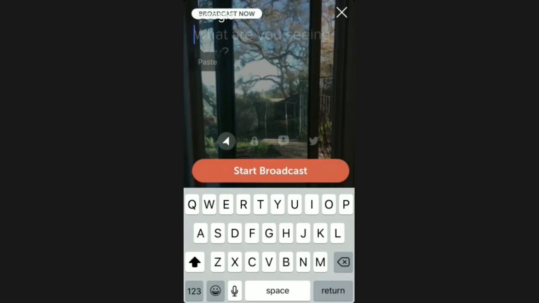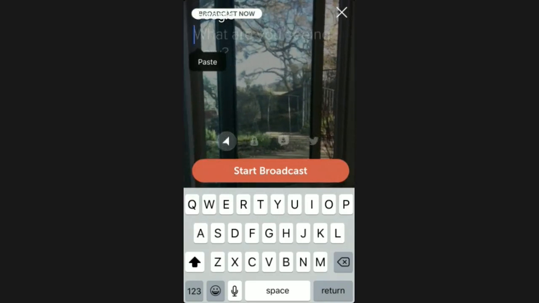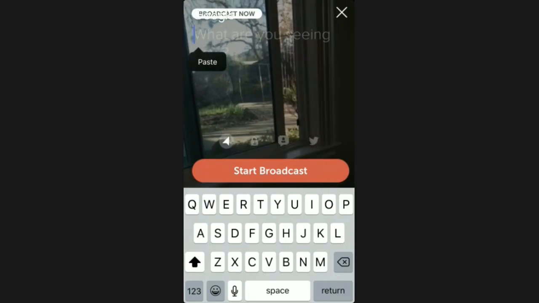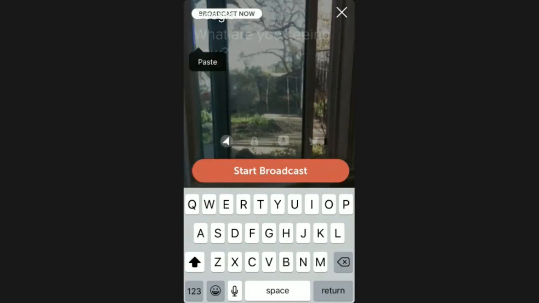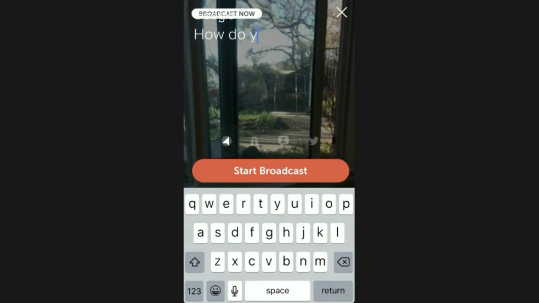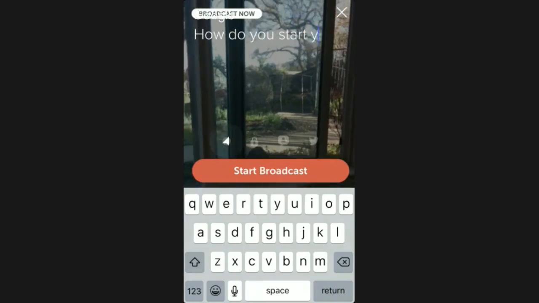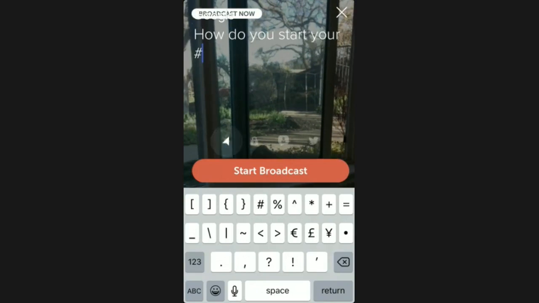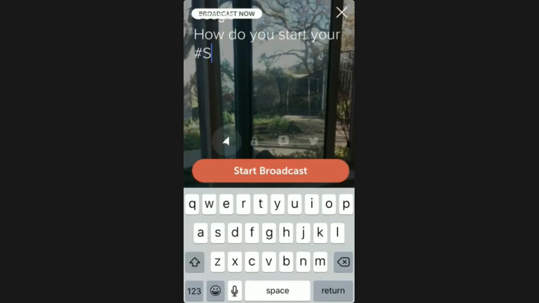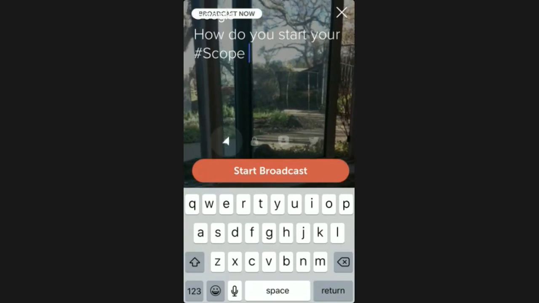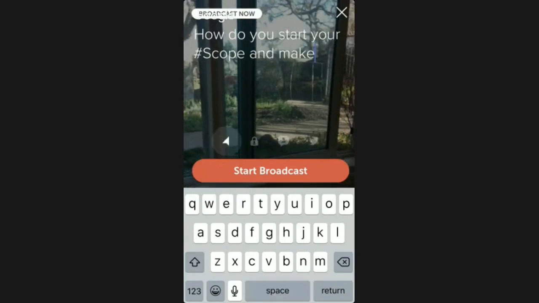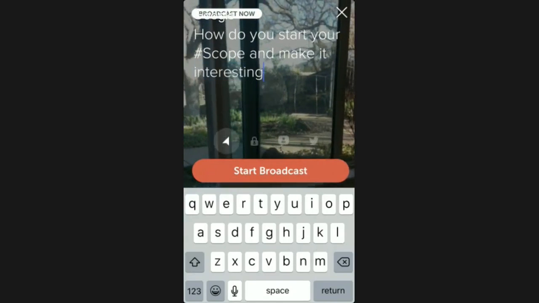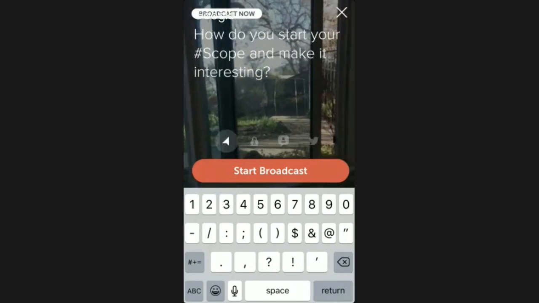Now I'm going to tap the screen right where it says, what are you seeing? Well, I'm not going to type that I'm seeing my backyard. I'm going to type some kind of a title that's going to be the focus and the purpose for my scope. So what am I going to talk about? I'm just going to say, how do you start your, and I'm going to use a hashtag, scope, and make. Now, let me talk about a title real quick.